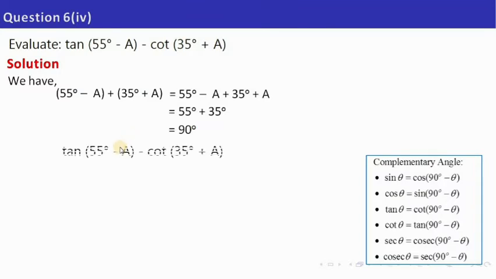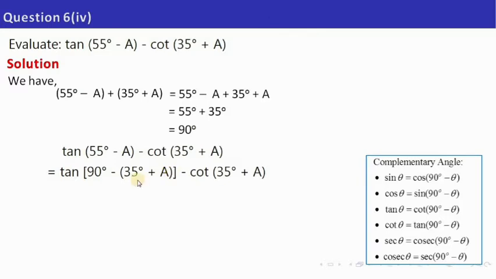Okay, so we need to evaluate this now. Now see here, this is 55 degree minus a, right? If I take this to the right hand side, then this 55 degree minus a becomes 90 degree minus this full thing, that is 35 degree plus a. So that's what is written out here. As I said earlier, if you change one of the angles, the other has to be kept as it is. So that's why this is not changed here. All right, so this 55 degree minus a is written as 90 degree, this goes over there and becomes minus 35 plus a.